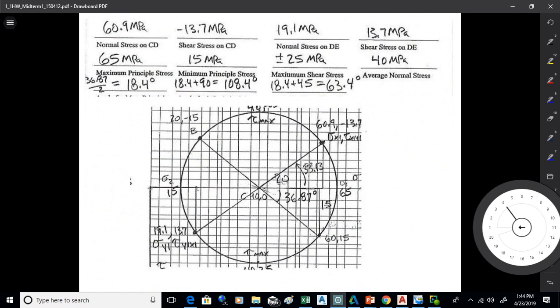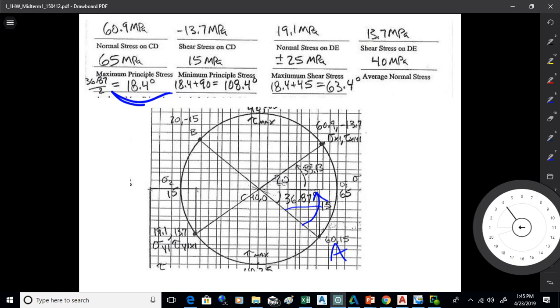And then the angles are based on half of the angle that you get off the circle. So to get to the 65, you start at A over here. You come this way 36.87 degrees when we trigged out that triangle. Half of that's 18.4. Now, once you've got 18.4, you don't need to measure the rest of them off the circle because you know the other principal stress will be 90 degrees more, okay? So 18.4 plus 90, that gets you 108.4. And you know the shear will be 45 more. Okay? So once you've got one of them, you can get the others. All right?